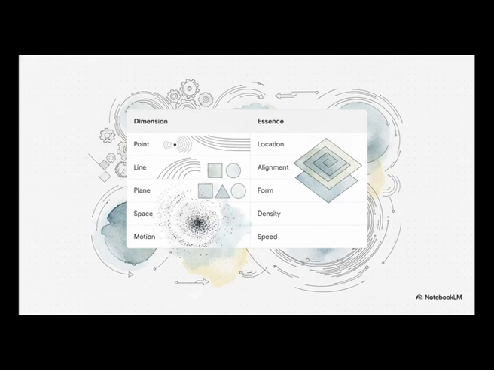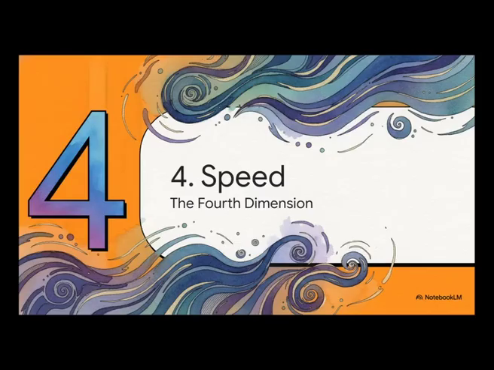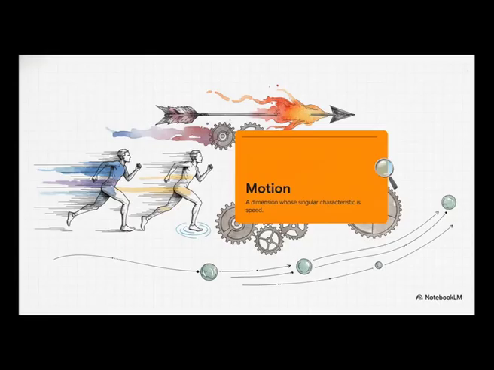Now, looking at it this way, dropping time in as the next step makes zero sense. What actually has its own unique essence, separate from location, alignment, form, or density? It's motion, and its core essence is speed. Which brings us to section 4, speed as the 4th dimension. So we're officially swapping out time for motion as the true 4th dimension.